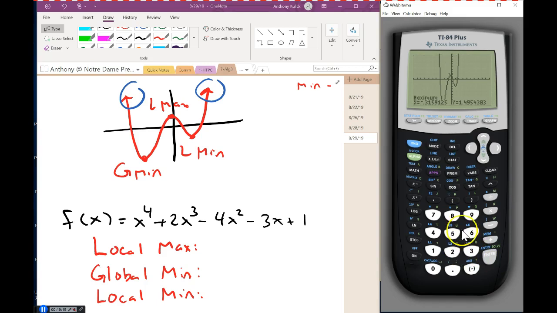So notice at the bottom of the calculator it says that maximum is at x equals negative 0.32 and the y is 1.50. So I can just copy that down.